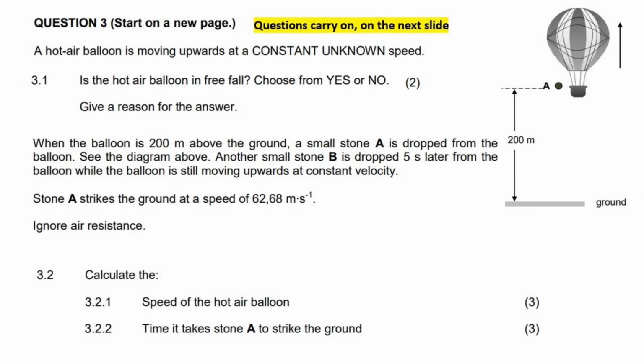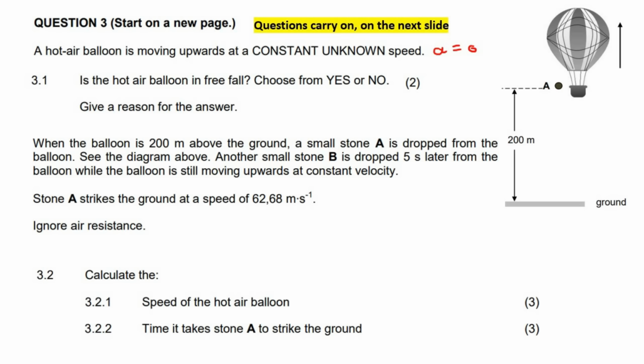So let's begin. We have a hot air balloon that is moving upwards at a constant unknown speed. Okay, so it's moving at a constant speed, so that means its acceleration is 0. That's for the hot air balloon. Then it says, is the hot air balloon in free fall? Choose from yes or no. Give a reason for the answer.